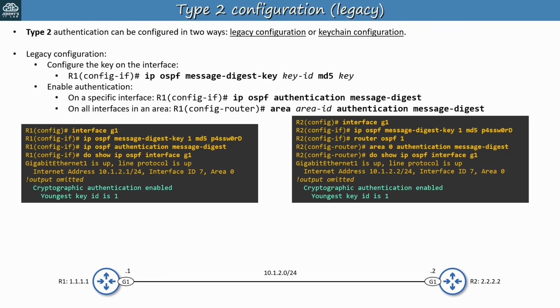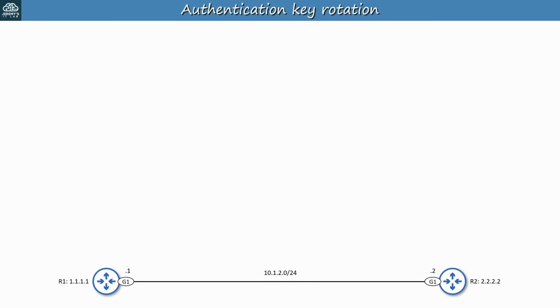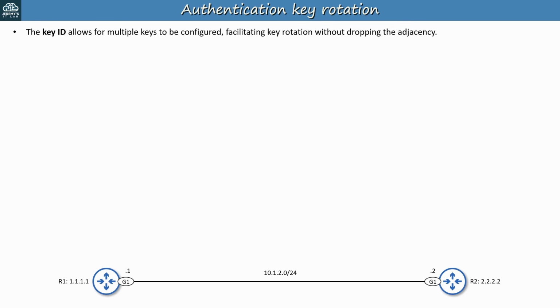Now, before we look at the keychain-based configuration method, let's focus on this part of the command, the key ID, and its purpose. Periodically changing cryptographic keys is a common practice, and this is called key rotation. But of course, the process should be done smoothly without interrupting the network. The OSPF key ID, which we configured in the previous slide, allows for multiple keys to be configured at once. This facilitates key rotation without dropping the adjacency.